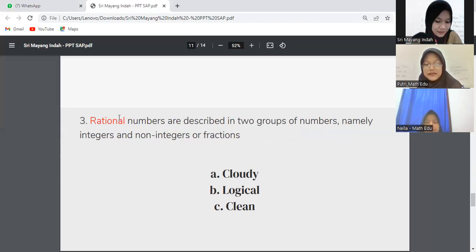Raise your hand. Can I, miss? Okay, Putri. The third question. Rational numbers are described in two groups of numbers, namely integers and non-integers or fractions. I think the answer is A, miss. A, are you sure for your answer?